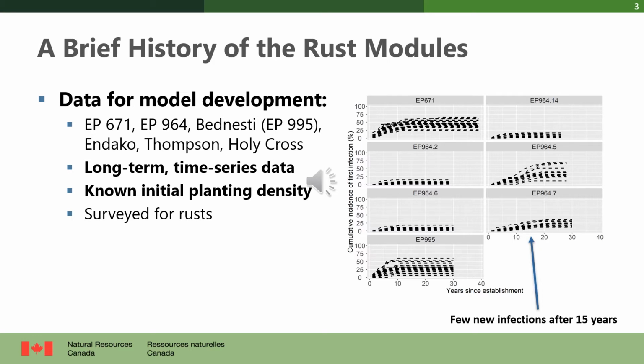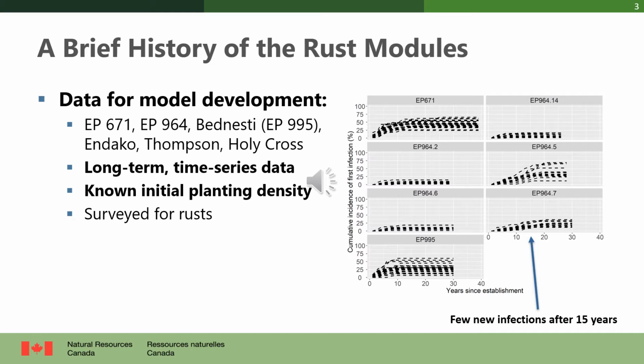Although these research plots were not designed for the purpose of studying rust initially, those in charge of the EPs had the foresight to begin recording occurrences of rusts from a very early age. Furthermore, several of the trials were designed to test the effects of planting density on growth. So this allowed us to see if rust impacts differed depending on initial planting density.